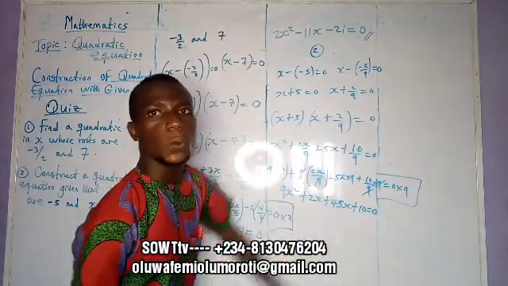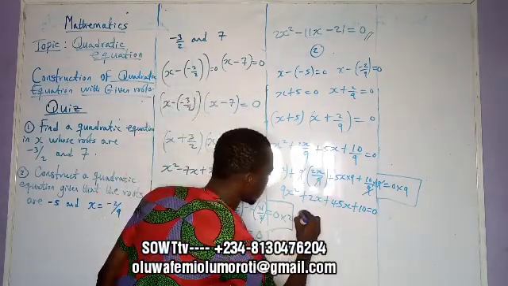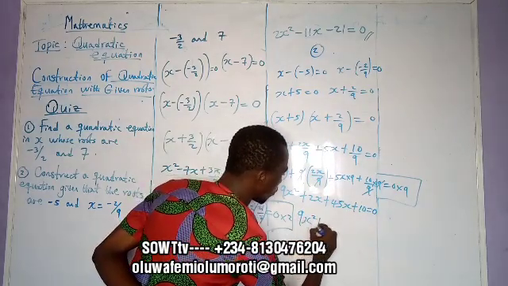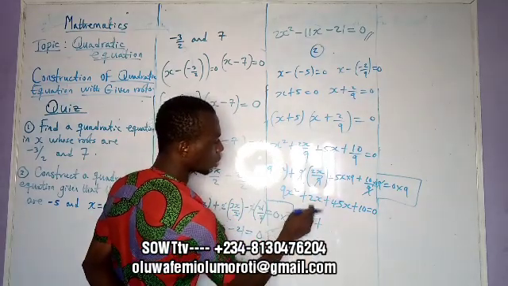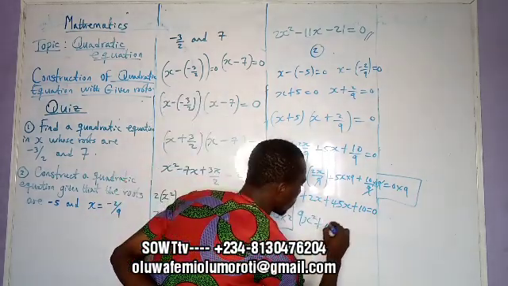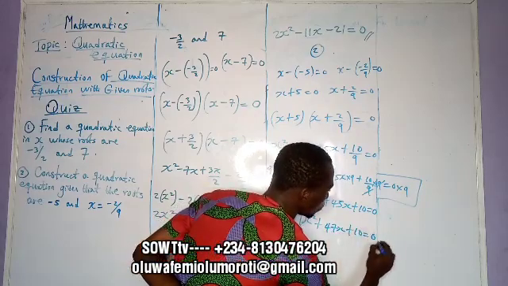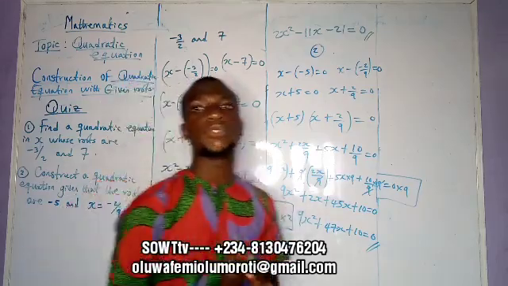So the final answer, by the time you add this, you now have 9x squared plus 2x plus 45x, that's 47x, plus 10 equal to 0. That is the equation of the given roots.